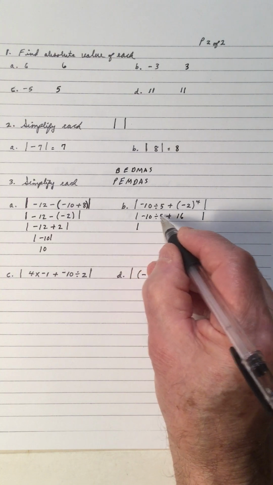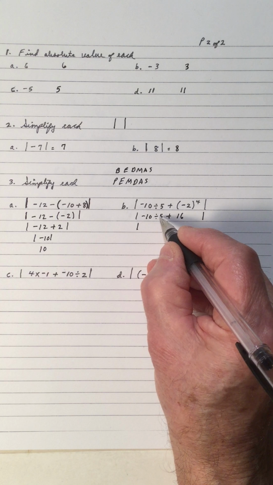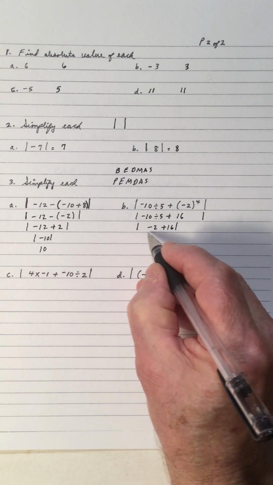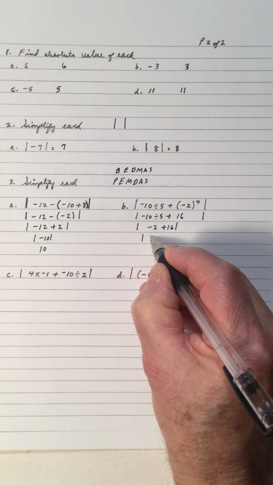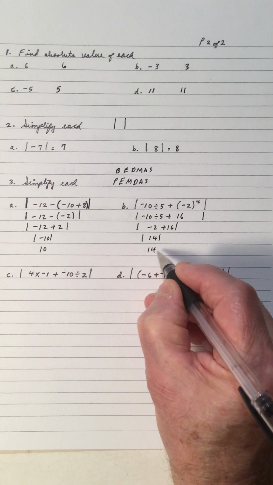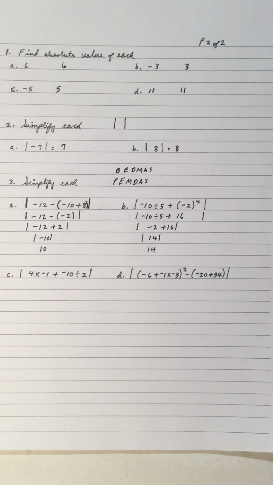Now we have to do the division first before we add. So negative 10 divided by 5 is negative 2. And that's the absolute value of negative 2 and 16 is 14. Absolute value of 14 is 14. The absolute value is always a positive number.